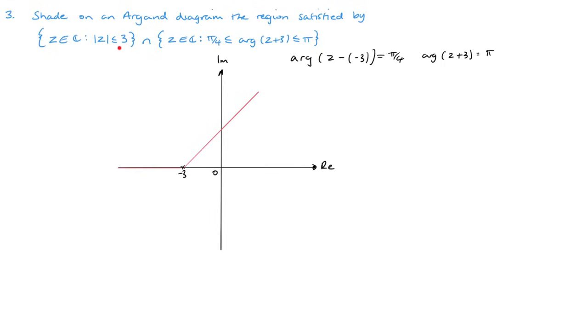Then we've got mod z less than or equal to 3, so that's going to be a circle like so with radius 3. And we're going to be shading inside the circle, and in between the two red lines, which means this is the region to be shaded, like so. So there you have it, all 3 questions complete, nice and straightforward, I think you'll find.